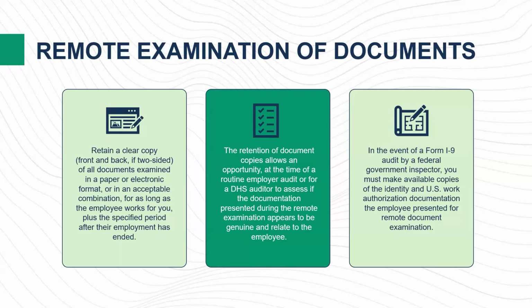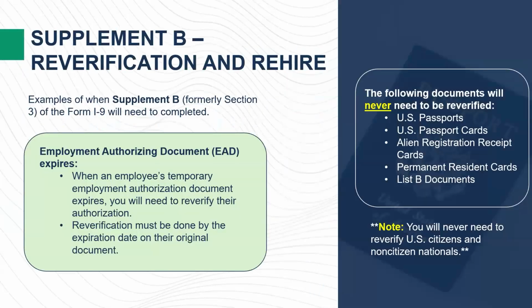Okay. So if they come in and they're like, we need to audit you, they're going to want those forms within 72 hours. So let's talk a little bit more about the re-verification and rehire. Supplement B, like I said, is currently page 4 of the I-9 and is used only in the following cases: for re-verification of employment, to report a legal name change, or for rehire.